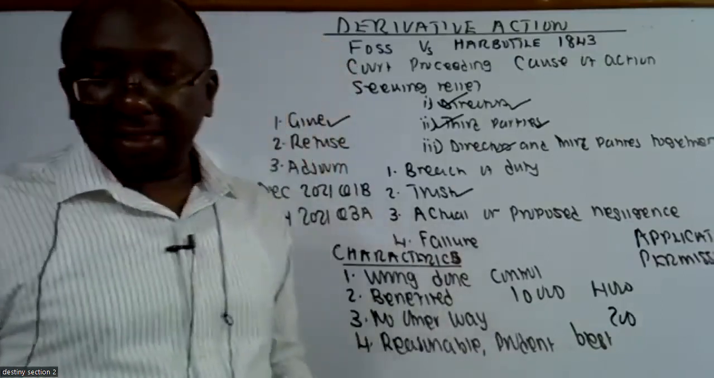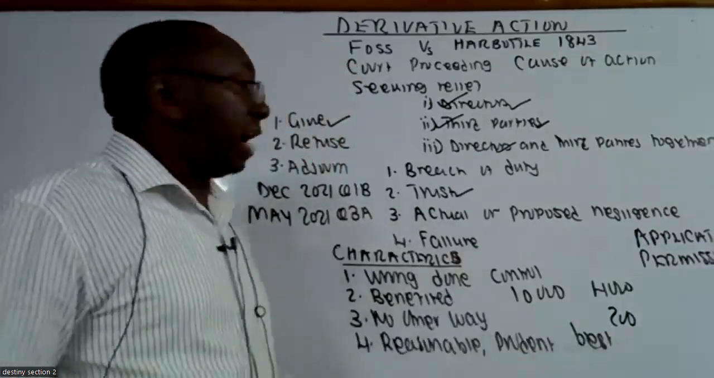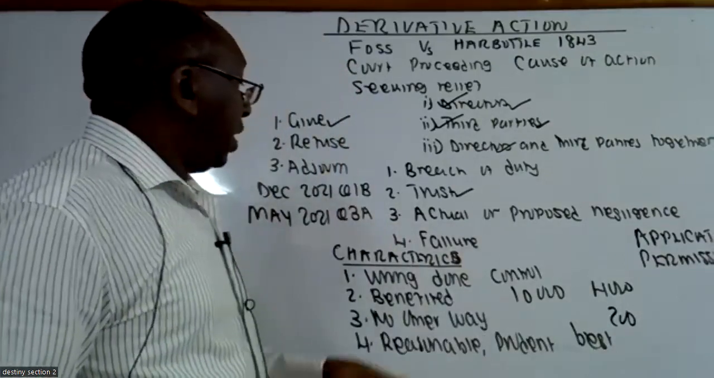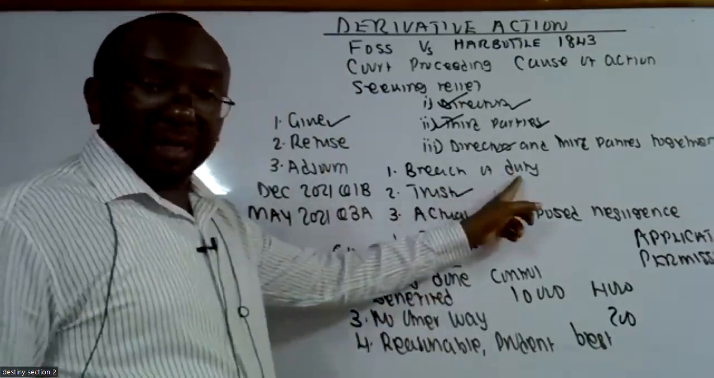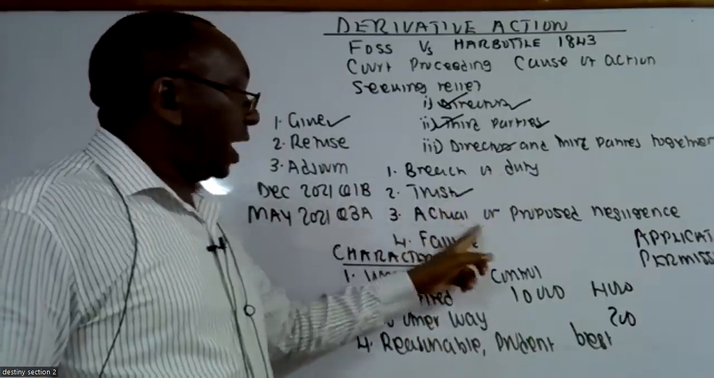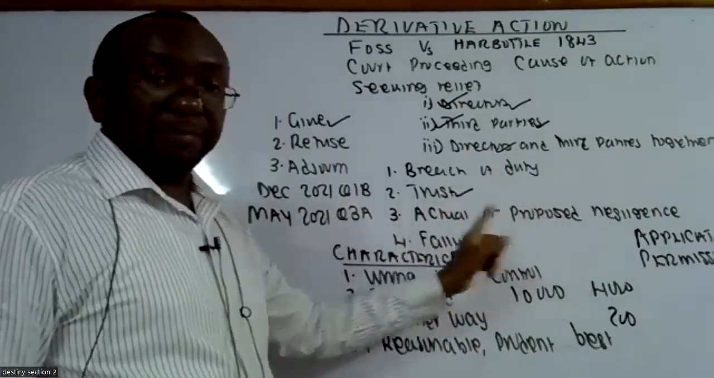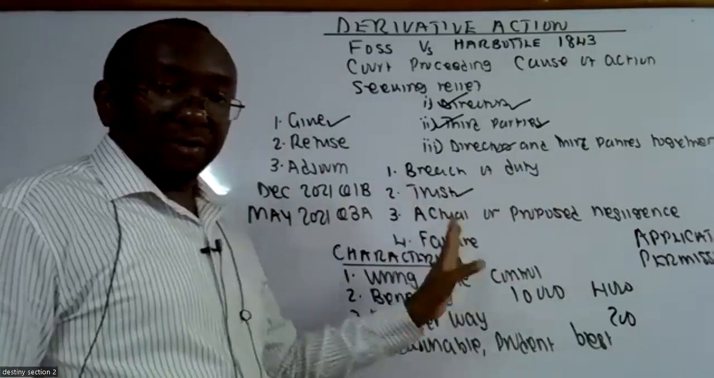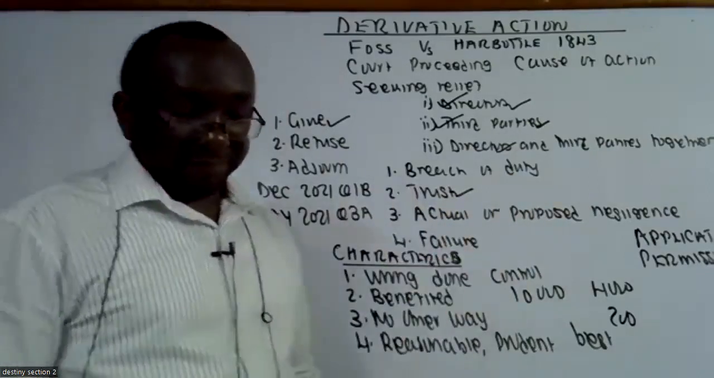Number two, identify two causes of action with respect to which a derivative claim might arise. Causes of action, why these guys can be sued. I have given you four reasons. One, there is breach of duty. Number two, there is breach of trust. Number three, there is actual or proposed negligence. And number four, they have failed to protect the interest of the company.